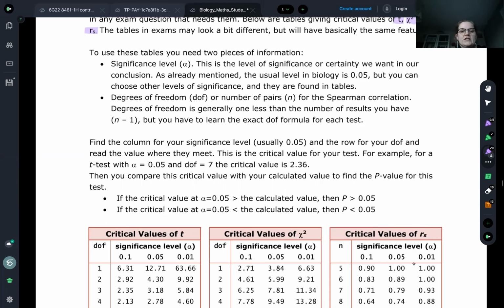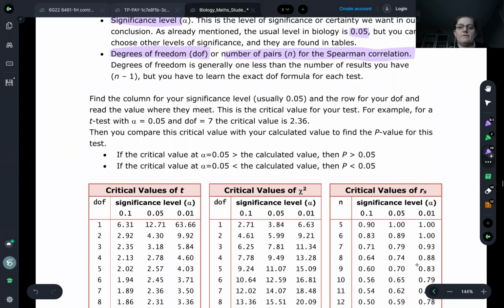So two things you need when you're doing this is you need your significance level, and that is the level of significance or certainty we want in our conclusions. We usually use 0.05 in biology. You can choose other significance levels. They'll be found in the tables, but we generally use 0.05 in biology. And you'll also need your degrees of freedom, or number of pairs for Spearman's rank.